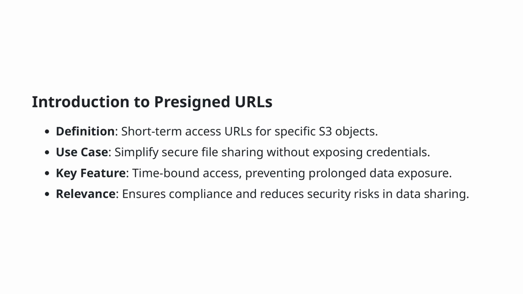Presigned URLs provide a secure way to share specific S3 objects without exposing your AWS credentials. They allow you to grant temporary access to specified S3 resources, ensuring that anyone with the URL can retrieve or upload files to your S3 bucket within a set time frame. This time-bound feature is fundamental to reducing the risk of prolonged exposure and protecting sensitive data. The implementation of presigned URLs is especially relevant when it comes to compliance requirements and minimizing security vulnerabilities in data sharing processes. By leveraging presigned URLs, you can simplify the process of secure file transfer while maintaining robust control over who accesses your data and for how long.